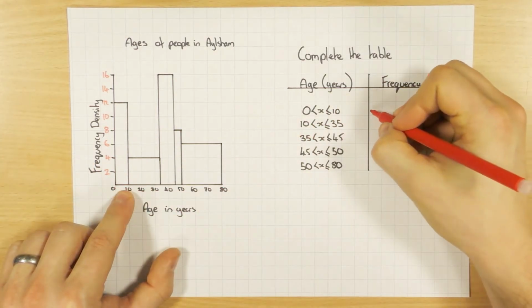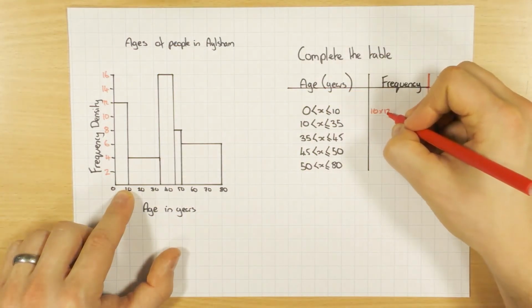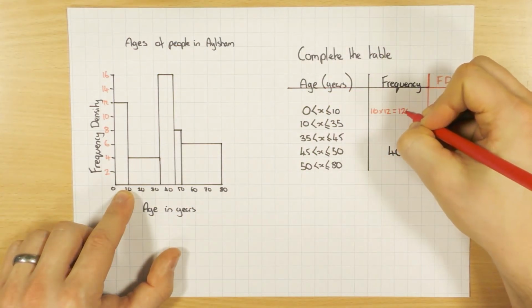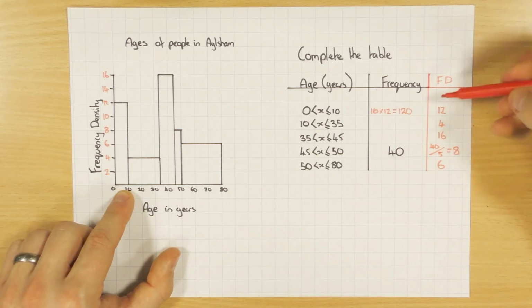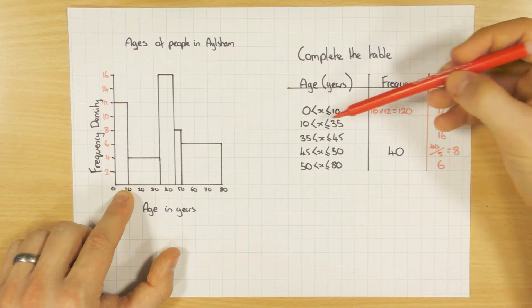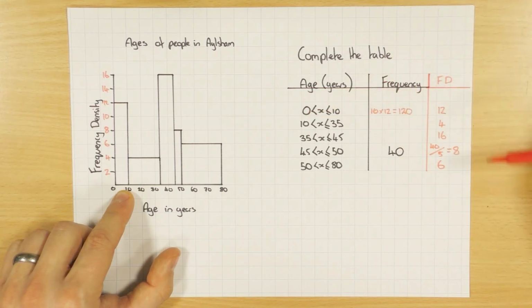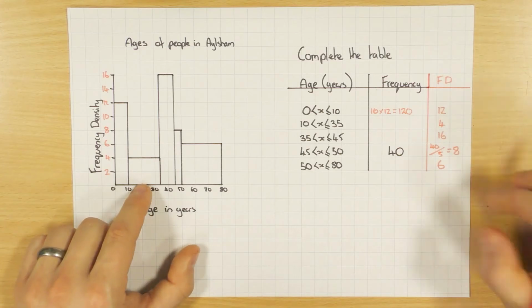So the class width here is 10 times by the height, which is 12, which gives me 120 for my frequency. And you can check it as well, just by going the frequency, which we think is 120, divided by the class width, which is 10, you get 12. So it all fits in together, so you can check as you go.